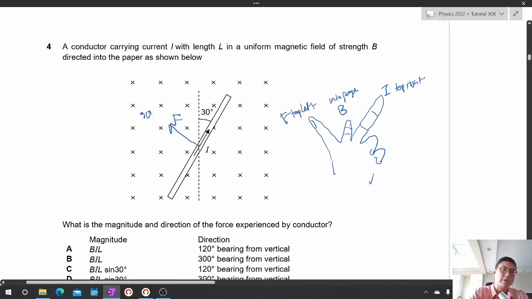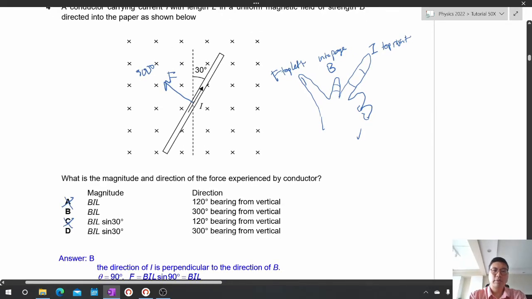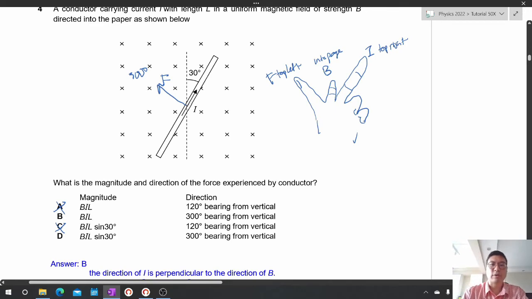Which is around the region of 300 degrees bearing. So A and C are out. Now the question is, how much is the force?